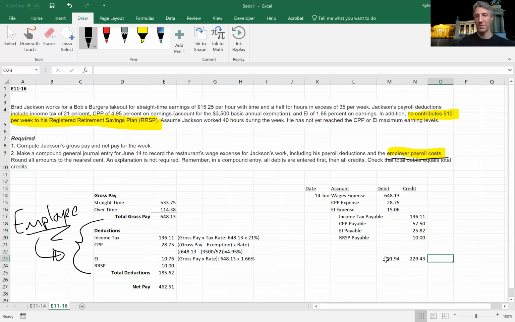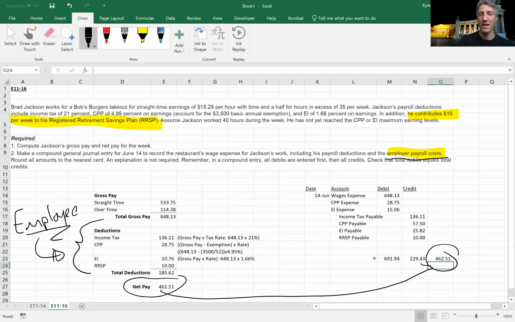Now I have the sum of my debits and I have the sum of my credits. And the difference between those, of course, debits don't equal credits. We're not in balance. We're out by 462.51. That is the net pay that we owe to the employee. We owe that money to the employee. So what we do to balance out our journal entry is we have a wages payable of 462.51.